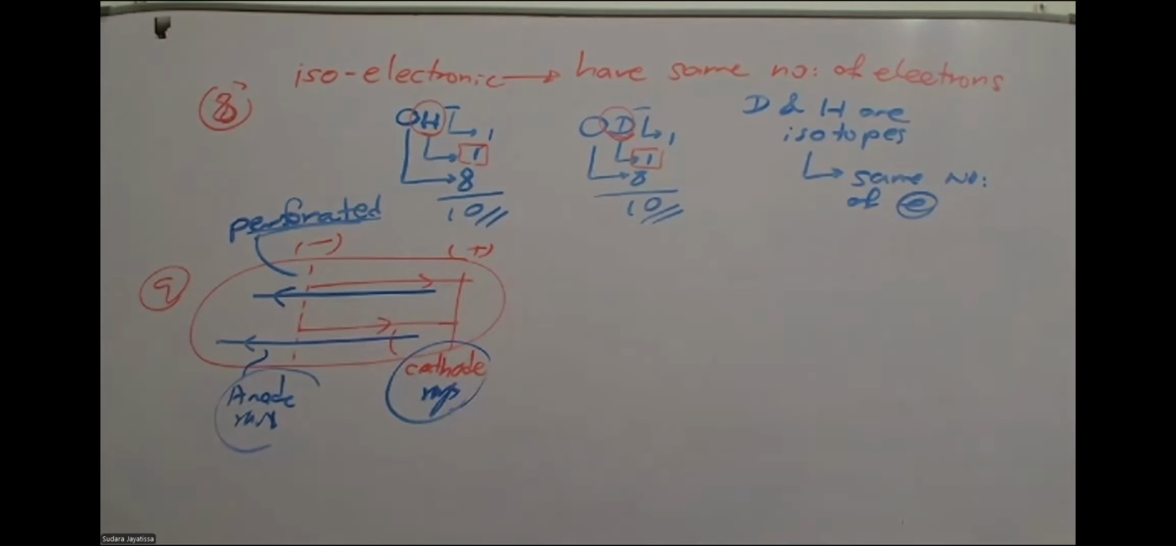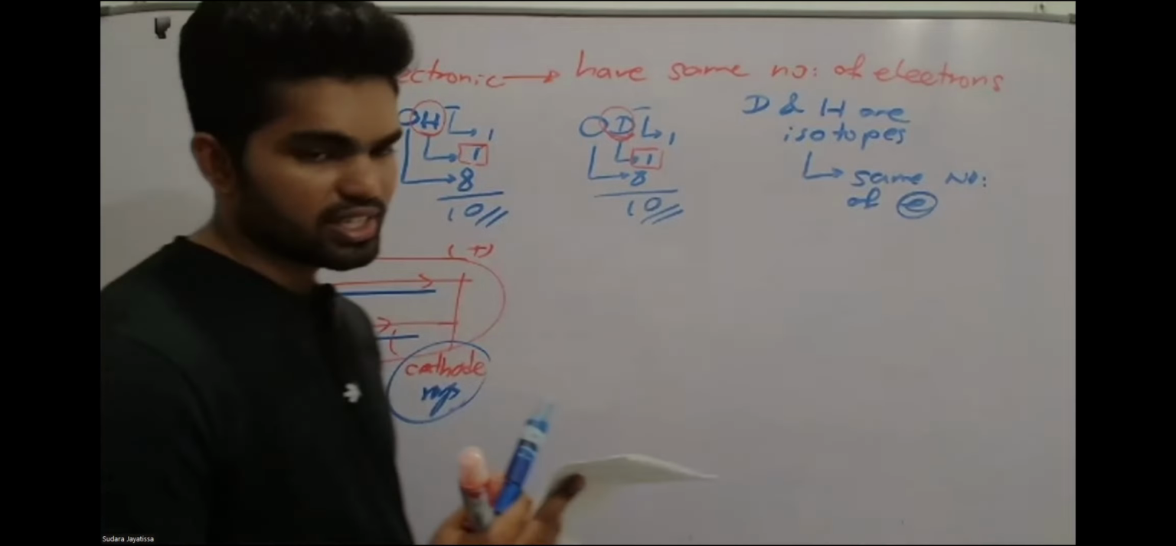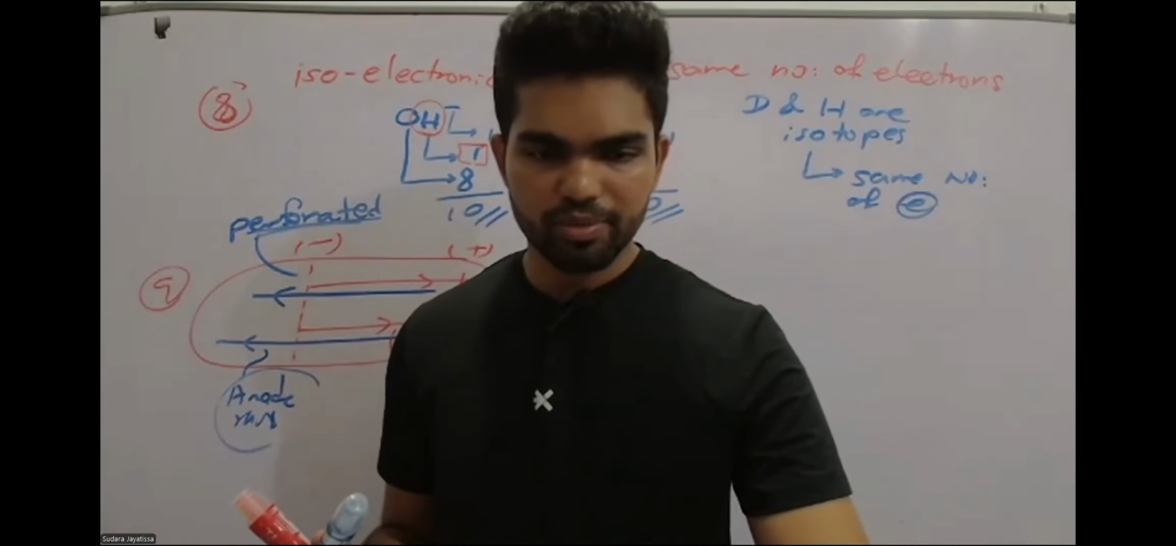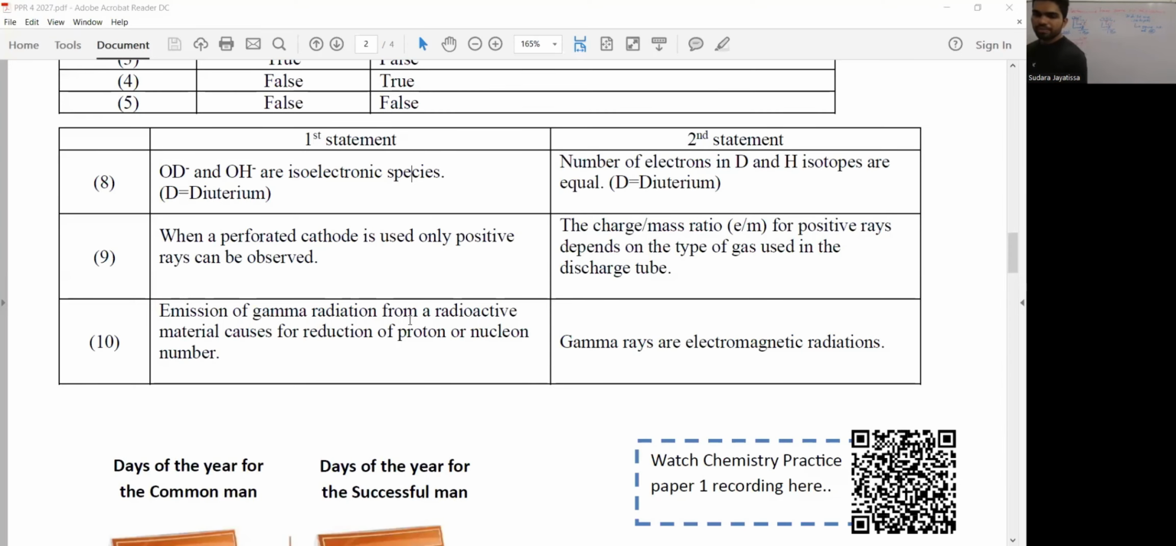And let's go to the question once again. Look at the second statement. It is telling that the charge to mass ratio for positive rays depends on the type of gas used in the discharge tube. Yes, for positive rays, the e over m ratio depends on the gas. So that statement is true. Just revise our earlier discussions; in the paper classes also I have talked about that.